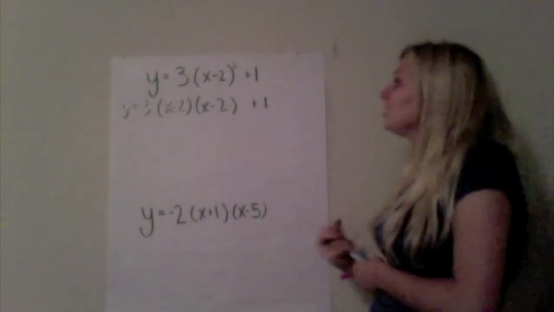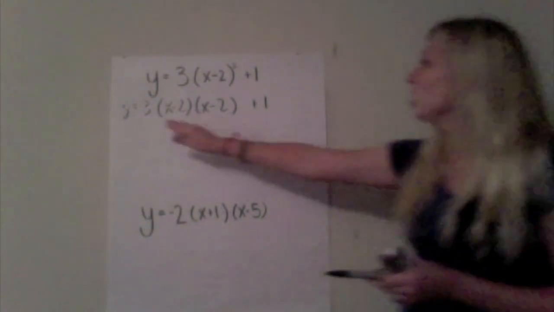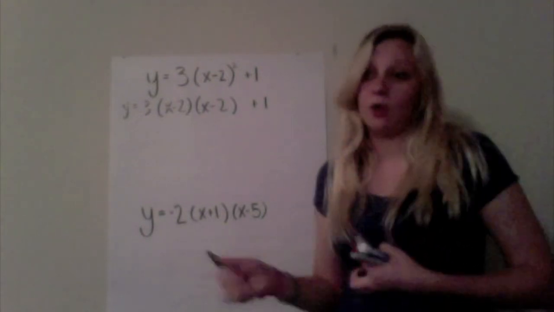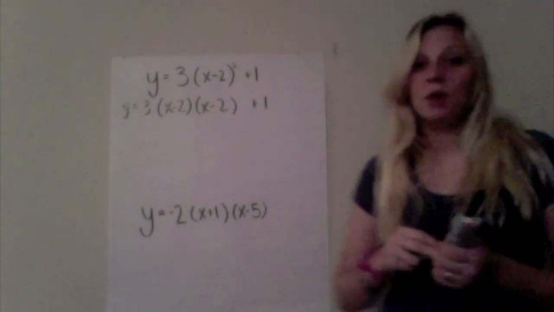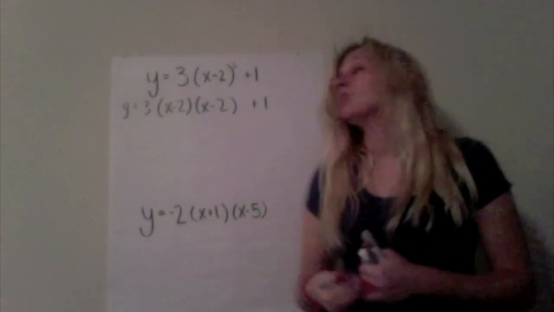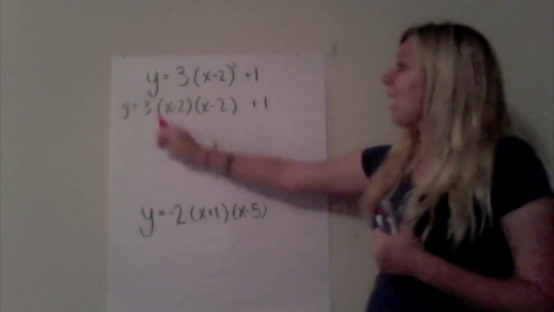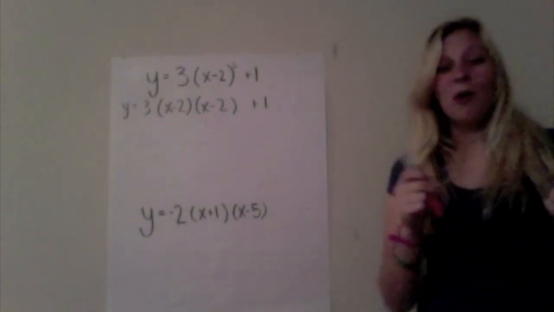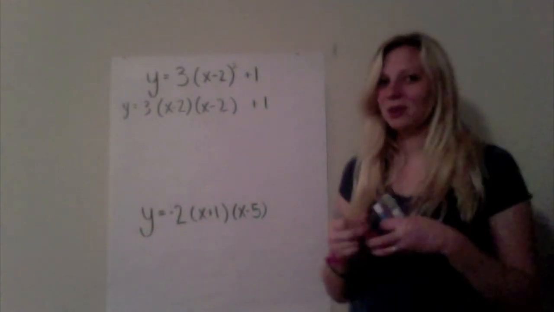Now, the easiest way for us to attack this is to go in and do the x minus 2 times x minus 2, and we're going to use the FOIL method. Now, I'm sure you all remember it, but we're just going to go over it one more time to be sure. The FOIL method is first terms, outside terms, inside terms, last terms. I'm going to do them all in different colors so that you can see exactly what I'm doing.